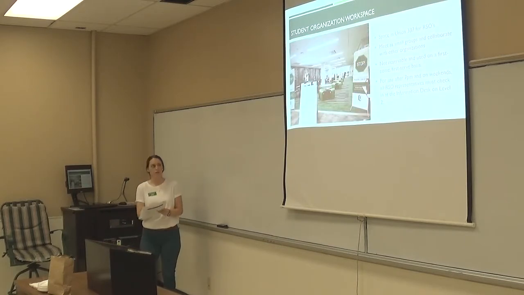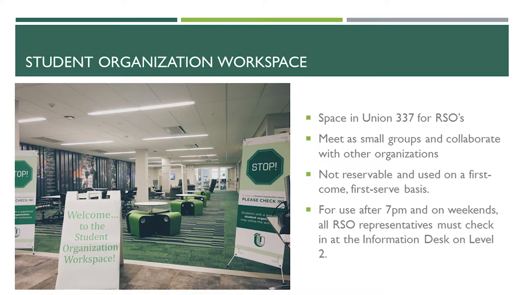A few of the other benefits is they do get to use this great space in Union 337, their student org workspace. So this is a space for student organizations. They come in, there's a desk right at the entrance. They just sign in with their name and what organization they're there on behalf of, and they're able to use any of these tables, chairs, and desk spaces in this area.